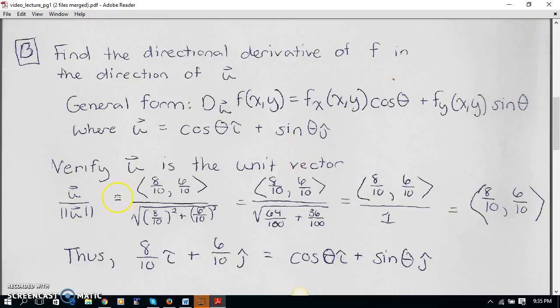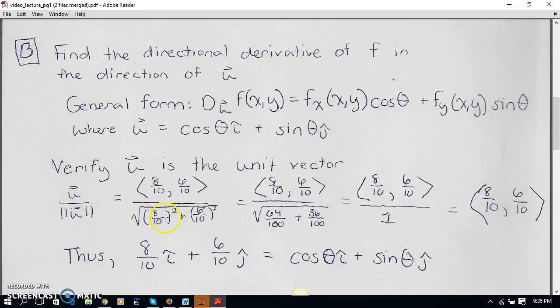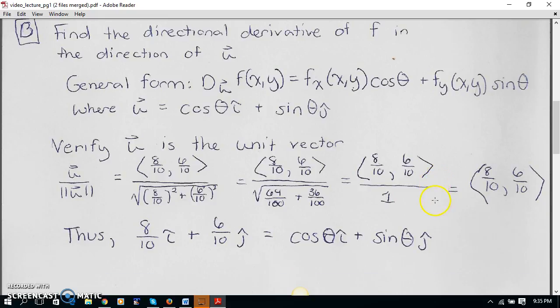Our direction vector here is 8/10 i plus 6/10 j. Let's begin by verifying that this is in fact a unit vector. Taking the square root of the sum of the squares of the vector u yields a 1, so it is in fact a unit vector. If it were not a unit vector, we would need to normalize it before proceeding.